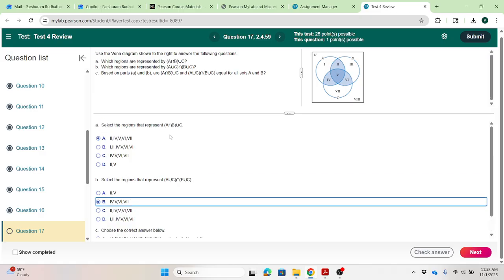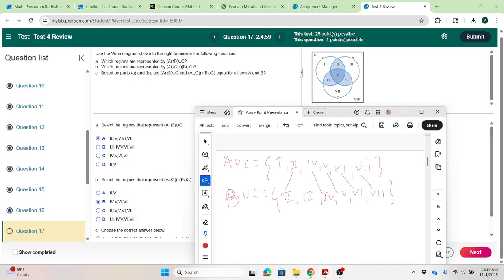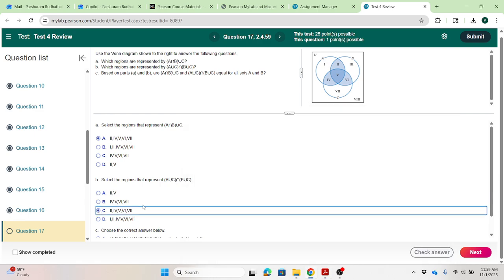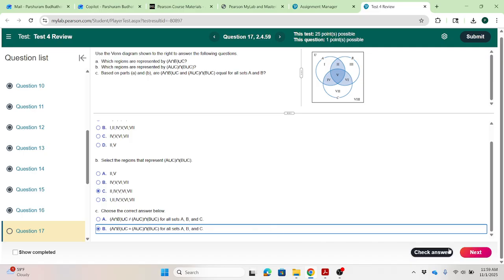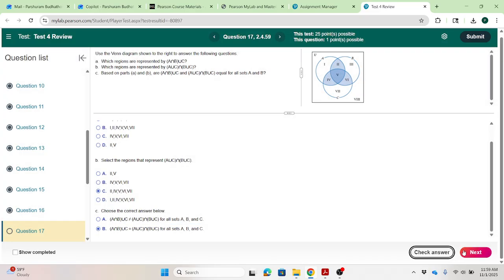So A intersection B, 2, 4. Here the answer is supposed to be 2, 4, 5, 6 and 7. So these are the same, so they are equal. Okay, from the finding.